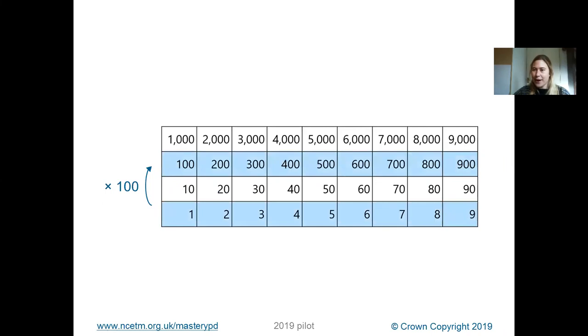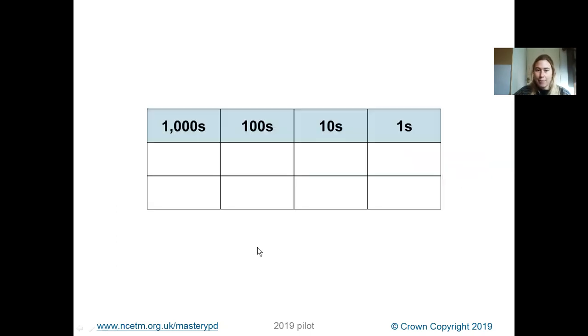Okay, so hopefully you realise that when you multiply by 100, we're actually skipping a row now, aren't we? So instead of moving our digit 1 place to the left, we're actually moving our digit 2 places to the left each time, okay? Now let's explore this a little bit more in a place value chart.